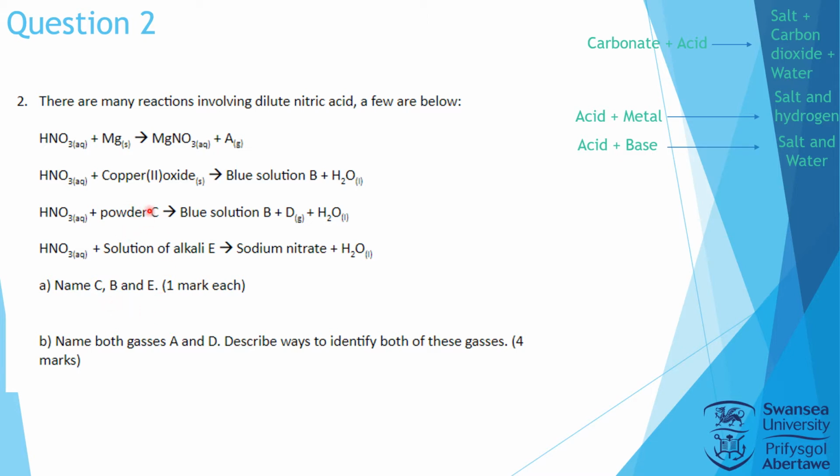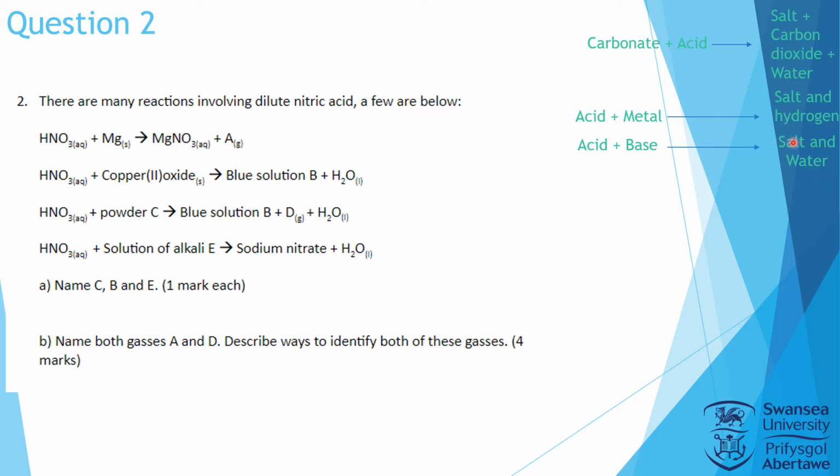Naming C, we've got C, B, and D as all unknowns in here, which is going to be quite difficult. So if we go to the one above it, we've got an acid, nitric acid. It says in the question, don't ignore information like that, because that could be really critical to know that this is called nitric acid, and you'll see in a second. So copper oxide, so we've got a base. The copper oxide is a base, we've got nitric acid, and we've got blue solution B plus water.